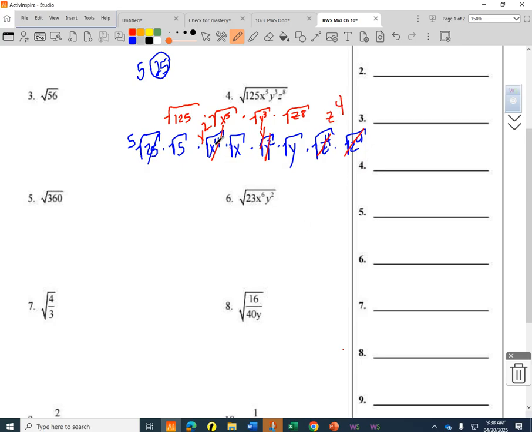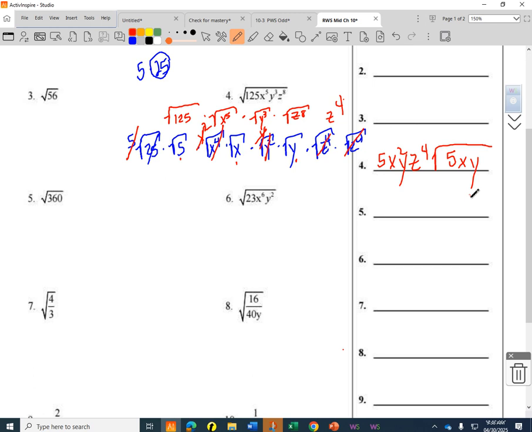So what do we have left for number 4? 5. What else is not under the radical? So 5 we got. X squared, not under the radical. Y, not under the radical. And z to the fourth, not under the radical. Under the radical, also moves to the square root: 5, x, and y, right? Make sense?